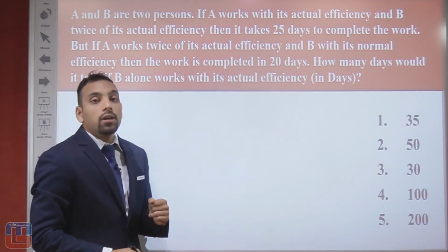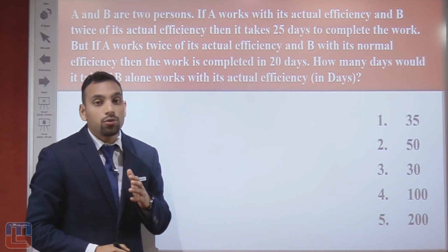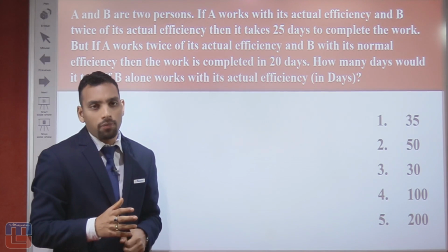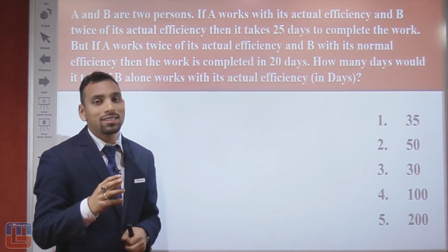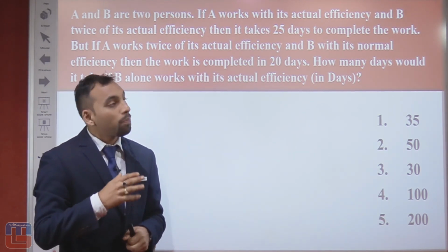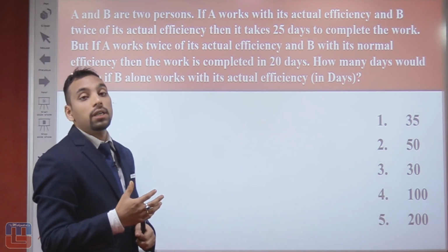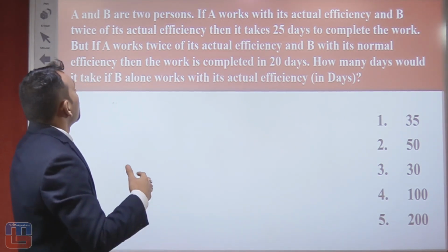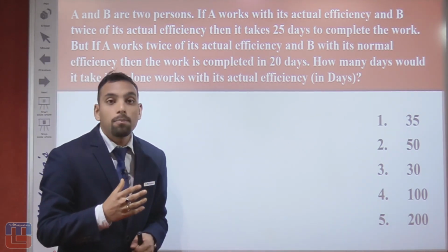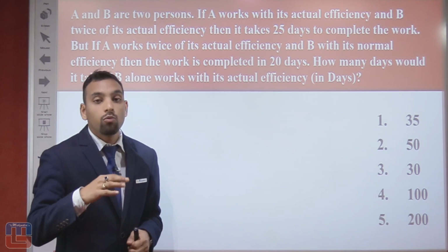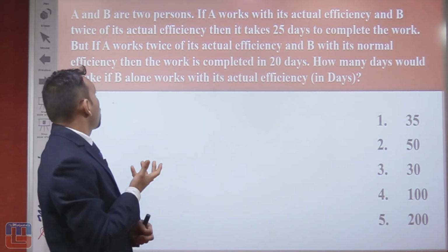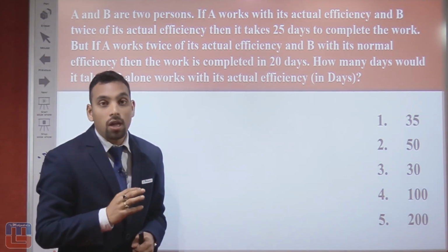Now you can see the next question is from time and work, and a very important question as well. Now what is the question? A and B are 2 persons. If A works with his actual efficiency and B with twice his actual efficiency, then it takes 25 days to complete their work. But if A works with twice his actual efficiency and B with his normal efficiency, then the work is completed in 20 days. So what the question is asking: how many days would it take if B alone works with his actual efficiency?